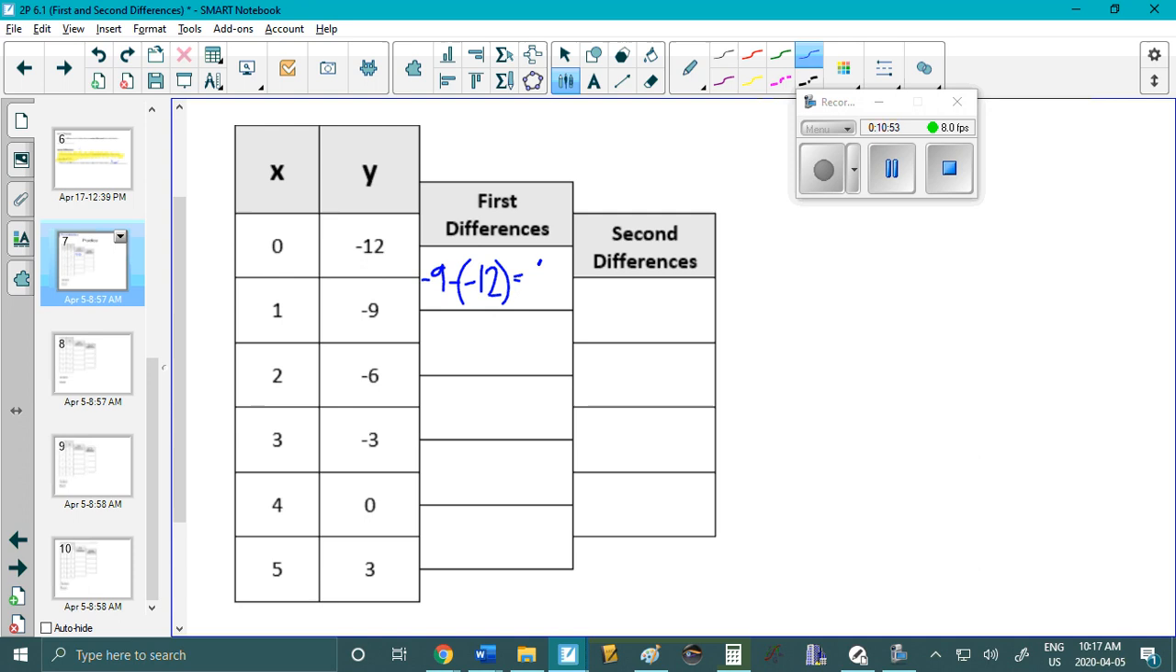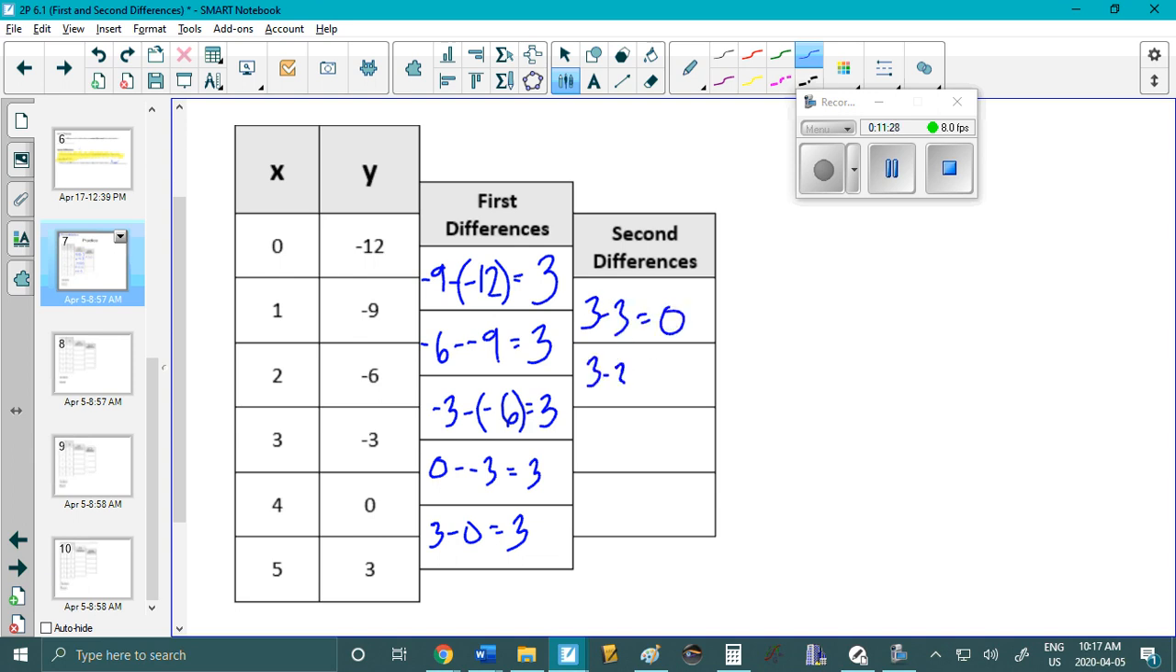So this is 3. And then we have -6 minus -9, which is also 3. And then we've got -3 minus -6. That's 3. 0 minus -3 is 3. Remember, you can bracket these if you want, whatever makes sense to you. And then we've got 3 minus 0. That's a nice one. It's 3. Okay, the first differences are all the same. Let's do the second. 3 minus 3 is 0. 3 minus 3 is 0. 3 minus 3 is 0. And 3 minus 3 is 0.